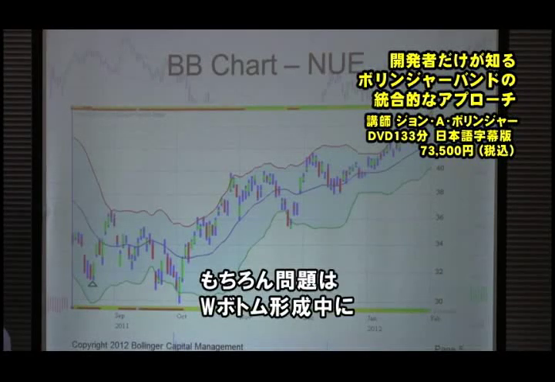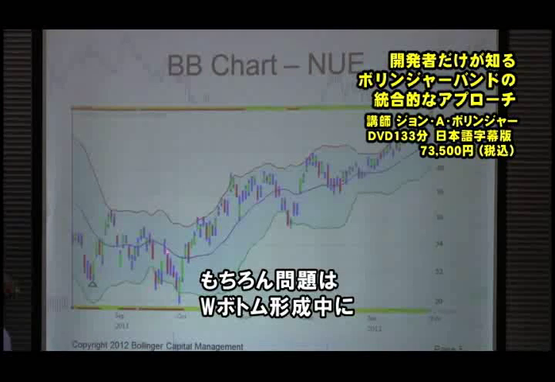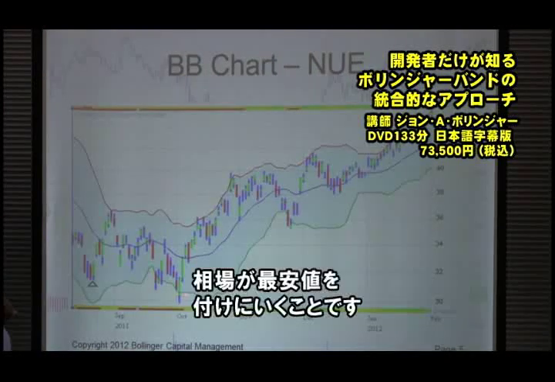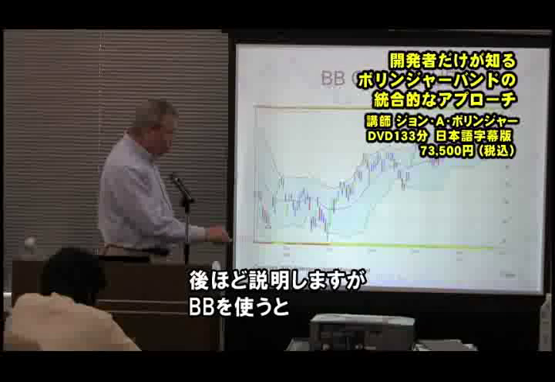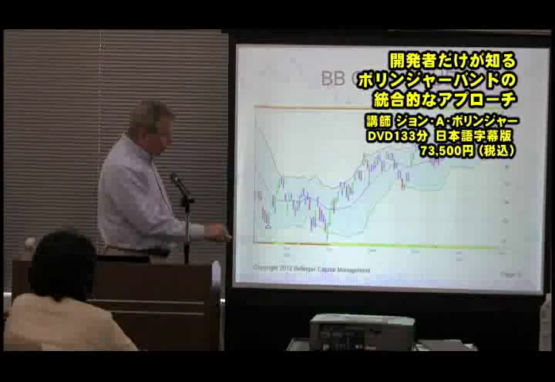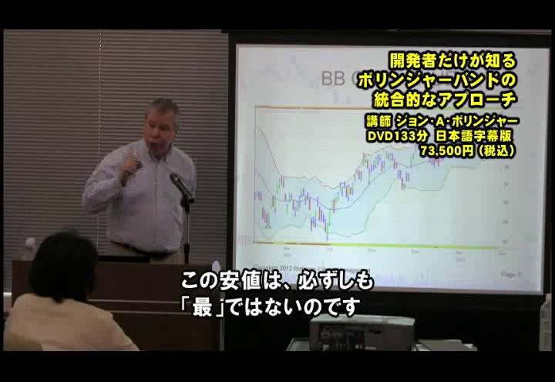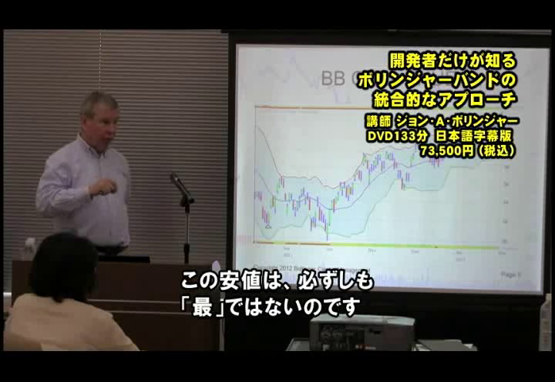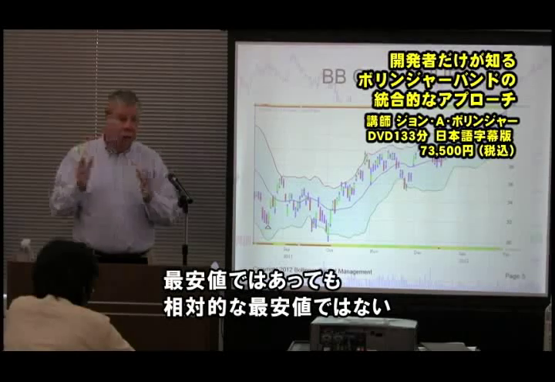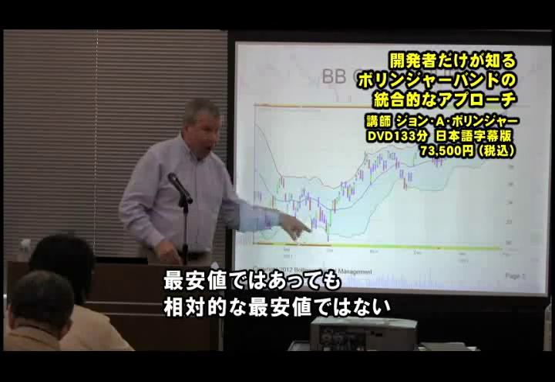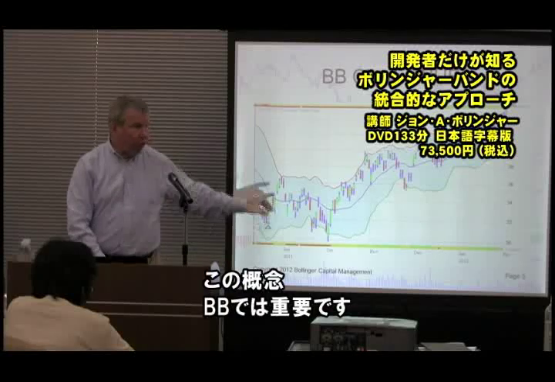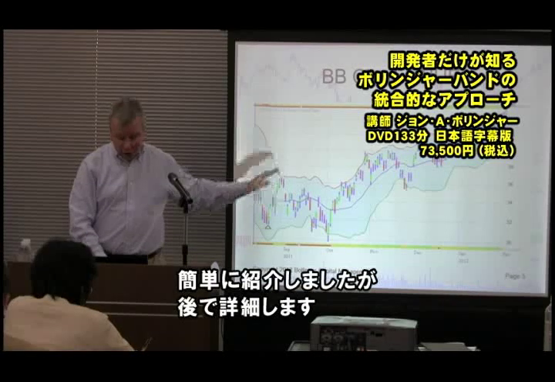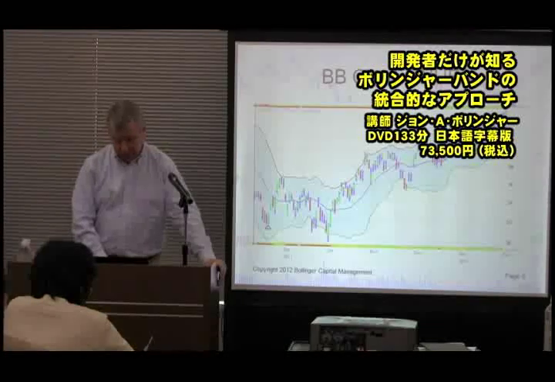The problem here, of course, is that as this pattern is being defined, we make a new absolute low in price. So we have a new absolute low in price, but later on I will demonstrate that this is not a new low relative to the Bollinger Bands. So this is a key Bollinger Band concept, the idea of a new absolute low, but not a new relative low. But we will revisit this concept later. I just wish to introduce you to this idea at this moment.